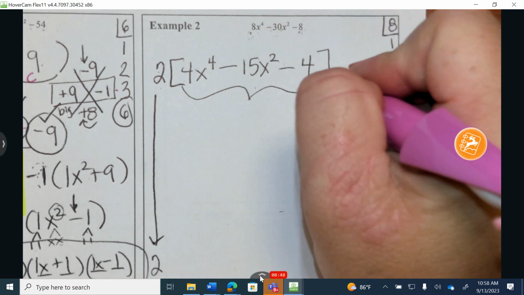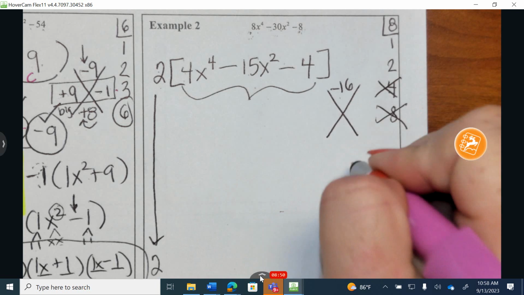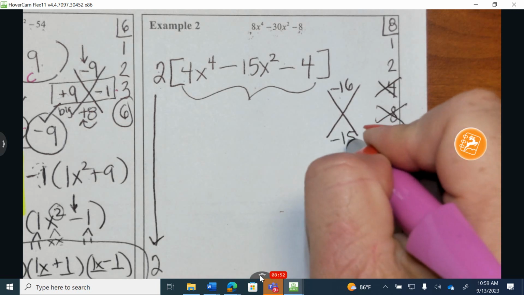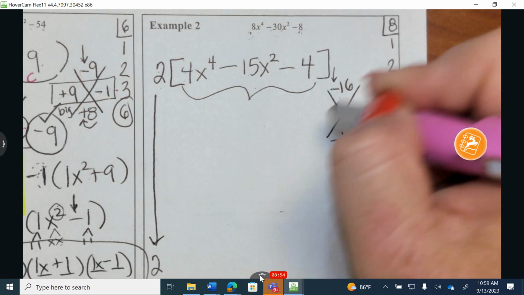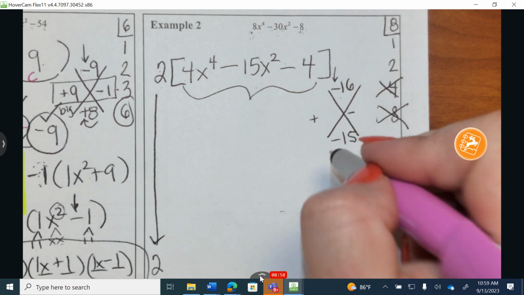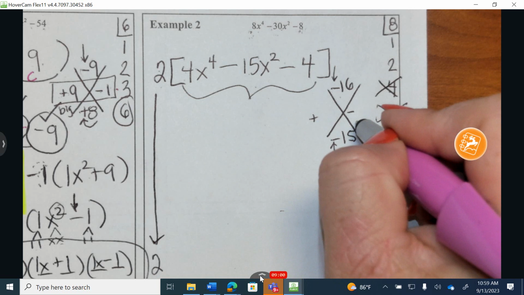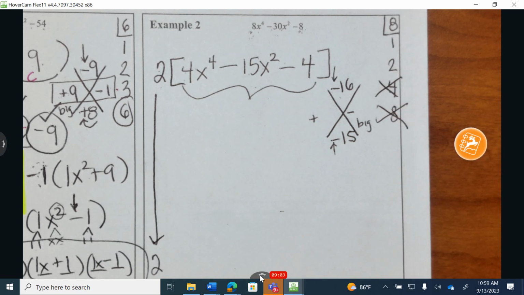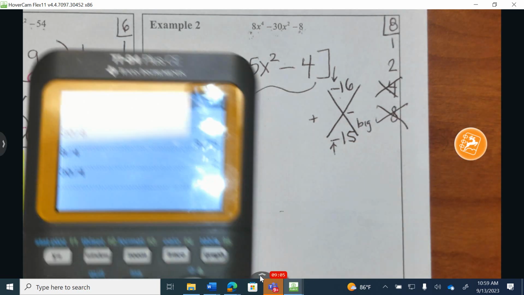4 times negative 4 is negative 16, and my b value is negative 15. This tells me that the signs have to be different. One's positive and one's negative. This tells me that the bigger number is going to be negative. So if you're confused, how do we get those?